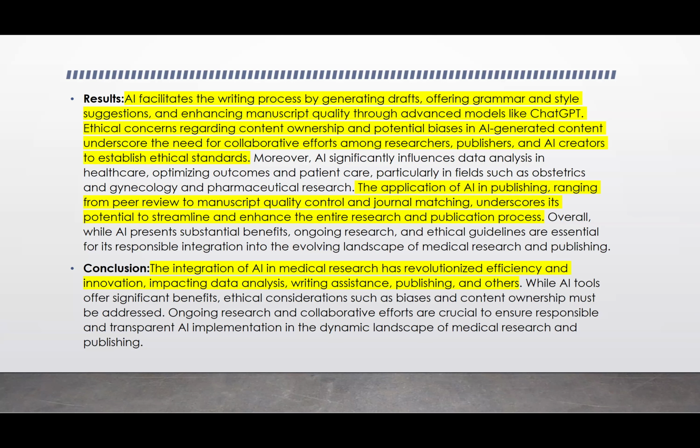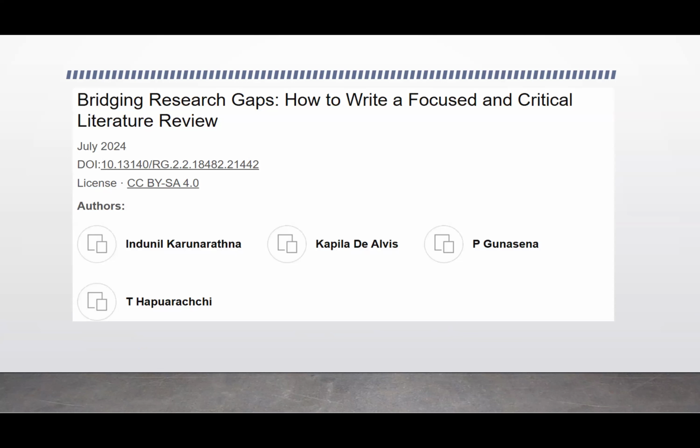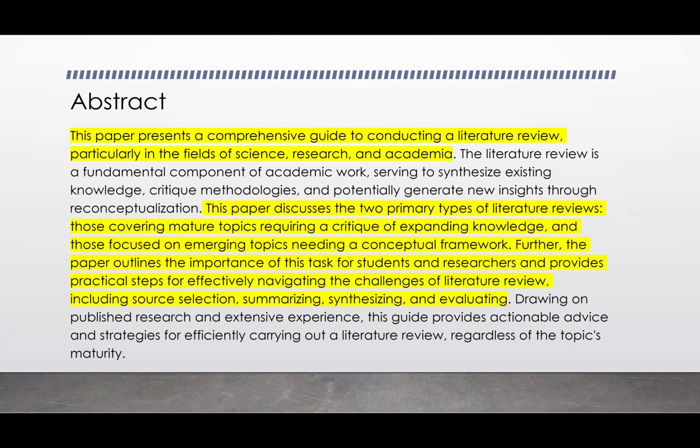This is another article, also published in 2024: Bridging the Research Gap, How to Write a Focused and Critical Literature Review. This paper presents a comprehensive guide to conducting a literature review, particularly in the field of science, research, and academia. The literature review is a fundamental component of an academic work, serving to synthesize existing knowledge, critique methodologies, and potentially generate new insight through conceptualization.